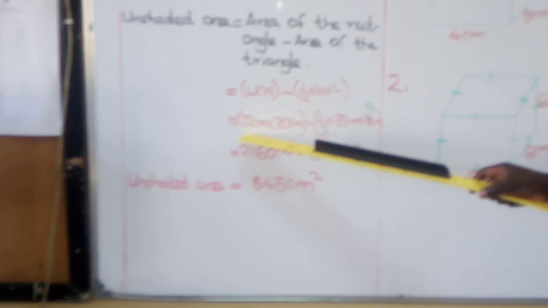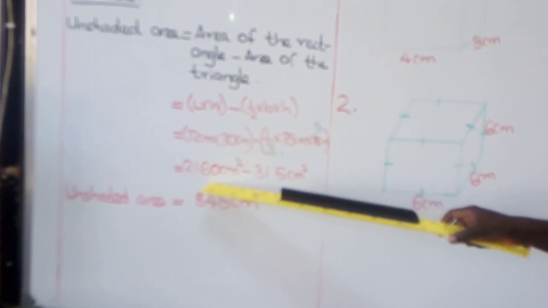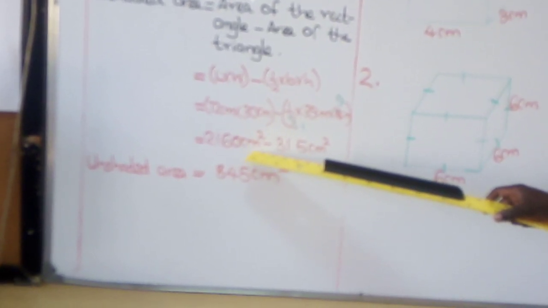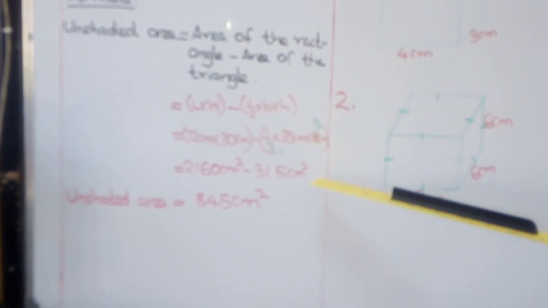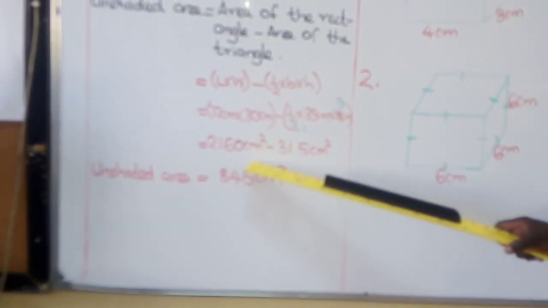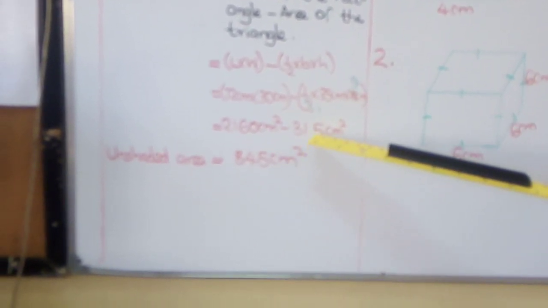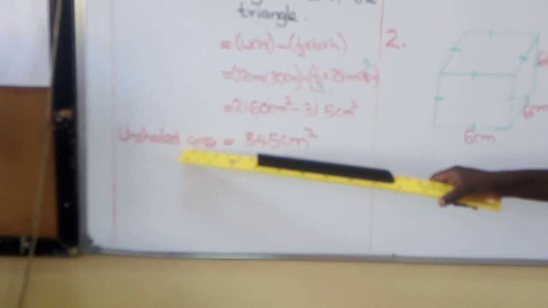Then we multiply 72 centimeters by 30 centimeters. You get 2,160 square centimeters. Remember, it is area. Then we multiply 35 centimeters by 9 centimeters and get 315 square centimeters. Then you find the difference between 2,160 square centimeters and 315 square centimeters, and the area of the unshaded part is 845 square centimeters.